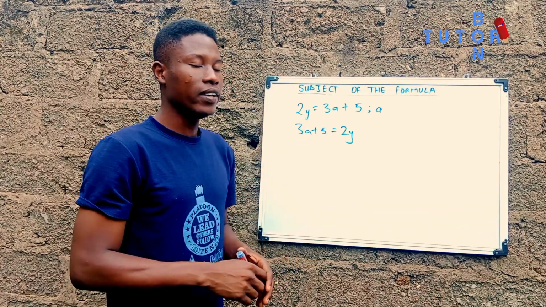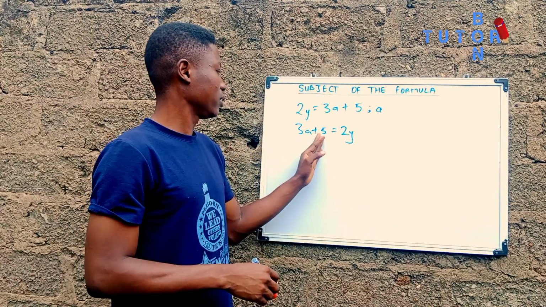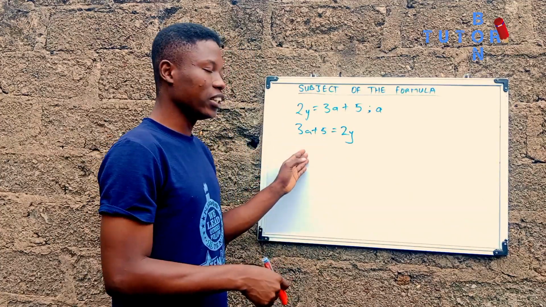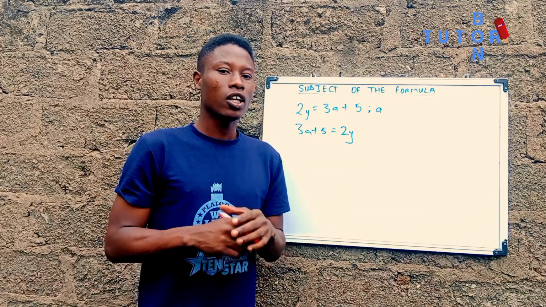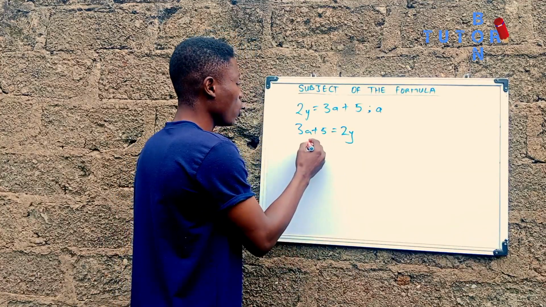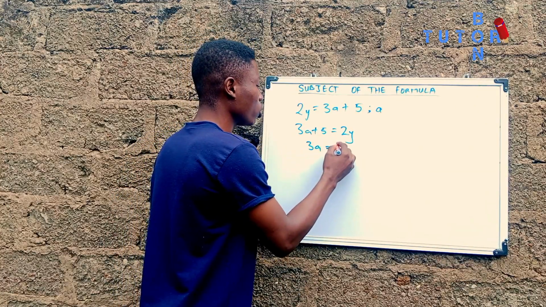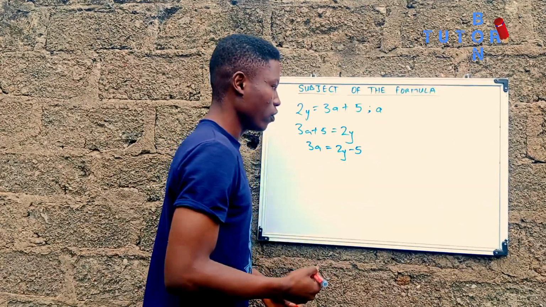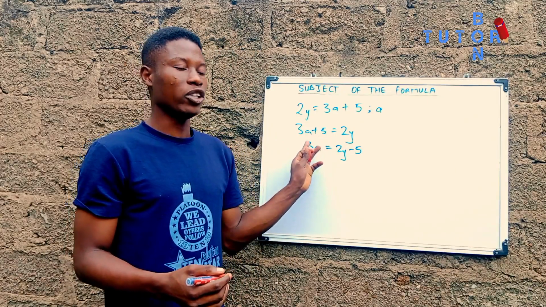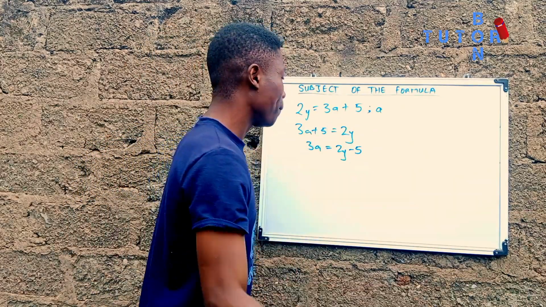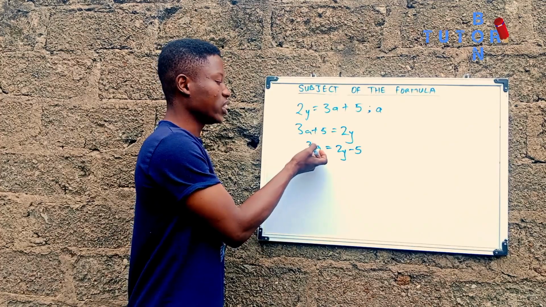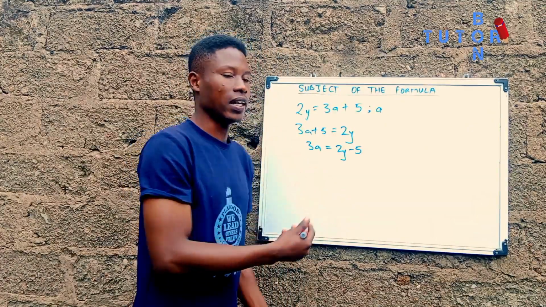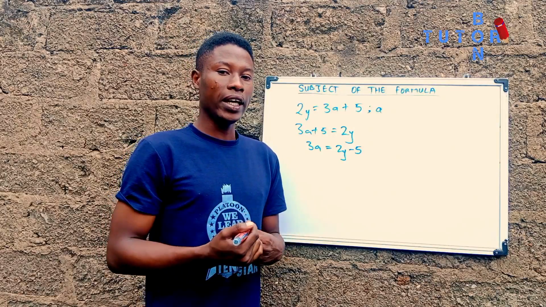So after rearranging it now, you transfer this 5, which is a foreign entity. Like I said the first time, we don't need it on this side, we have to transfer it to the other side. So that means you have your 3a equals 2y what? Yes, minus 5, because it is plus 5 here, and when you transfer it to the other side it becomes minus 5. You're left with 3a on this side, but mind you, we need only a on this side.